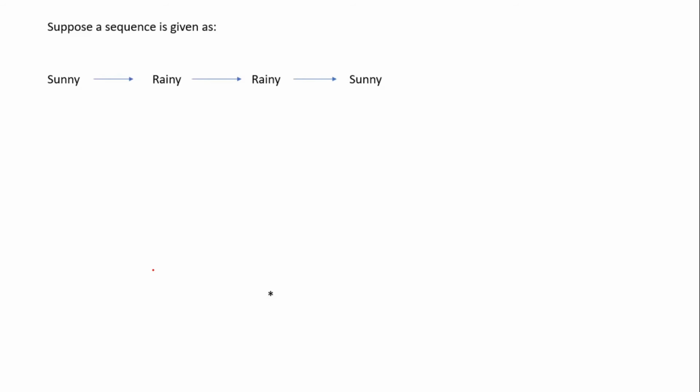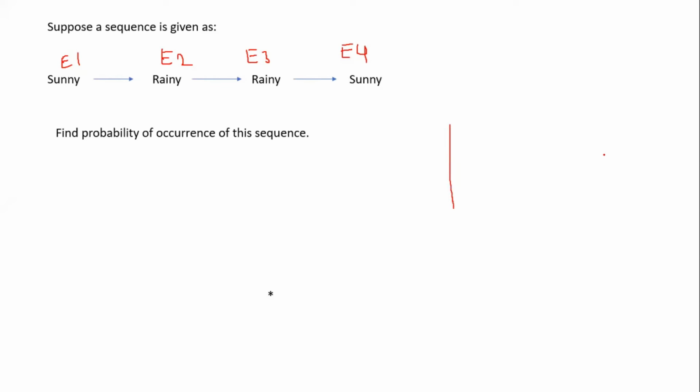Now we need to calculate the probability for occurrence of this sequence. So let us first represent this. Sunny is represented with E1, rainy is represented with E2. Again, rainy is represented with event E3, sunny is represented with event E4. Now, find the probability of occurrence of this sequence. In order to find it, we need transition probabilities also, right? So let me draw the transition probabilities here.